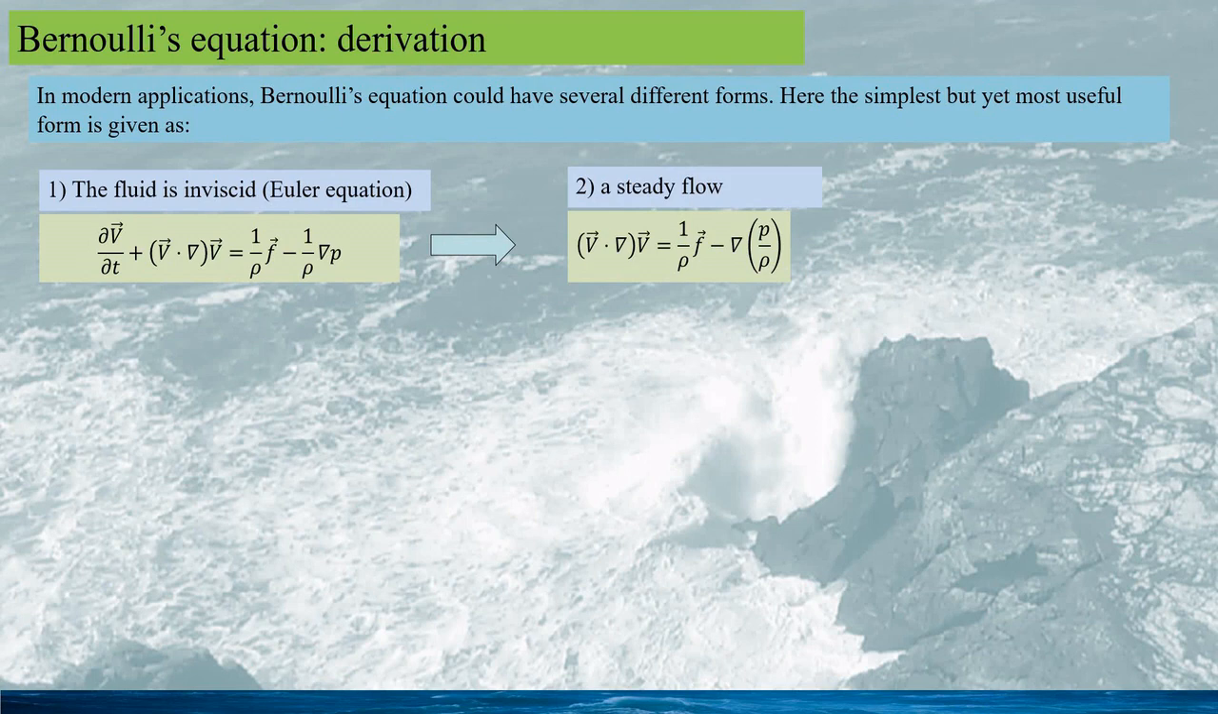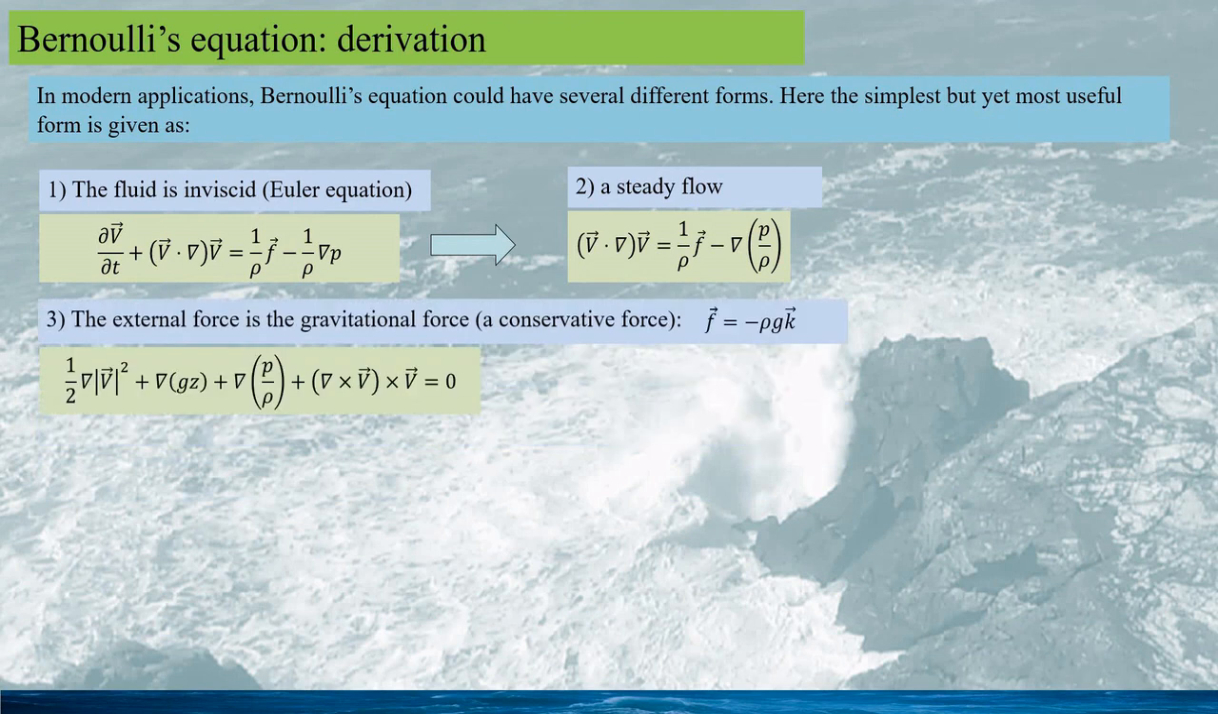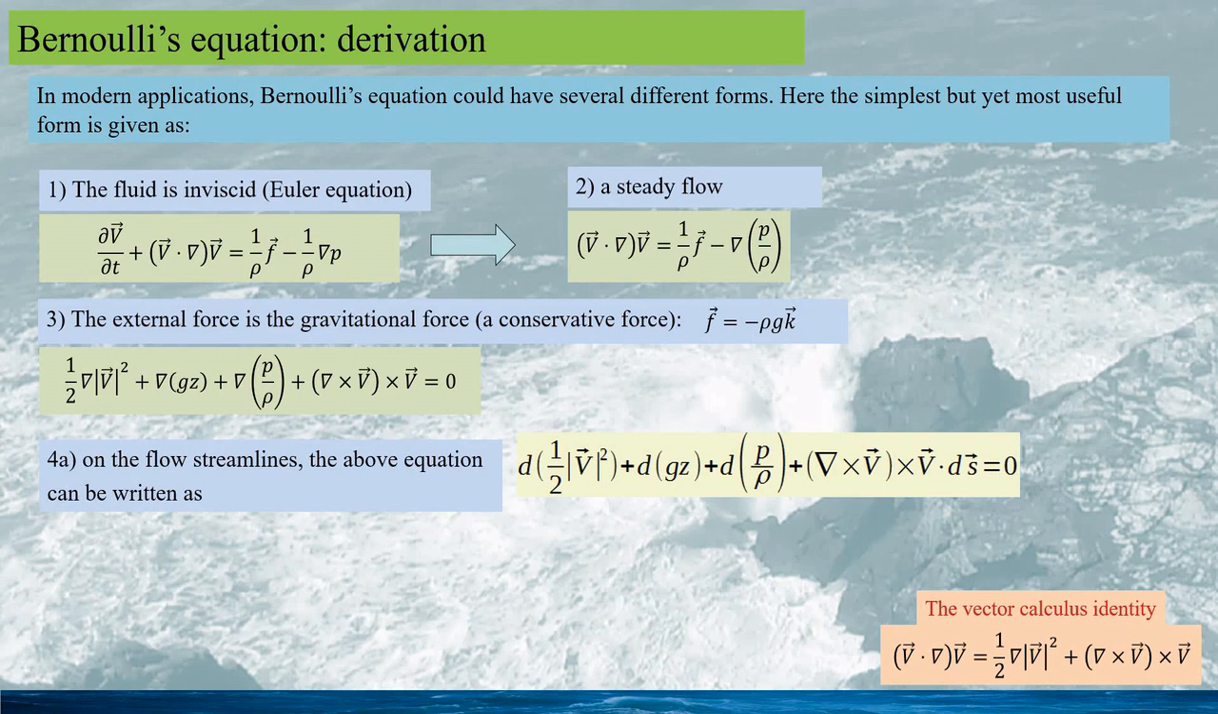For a steady flow, we have the equation as this, and the body force must be conservative. For instance, the gravitational force is a conservative force. Here, the vector calculus identity is used. Lastly, the correct Bernoulli's equation has one more condition. Either on the fluid streamlines, the above equation can be written as this.